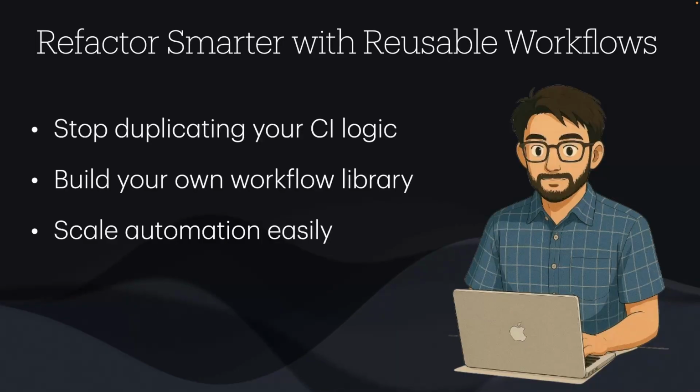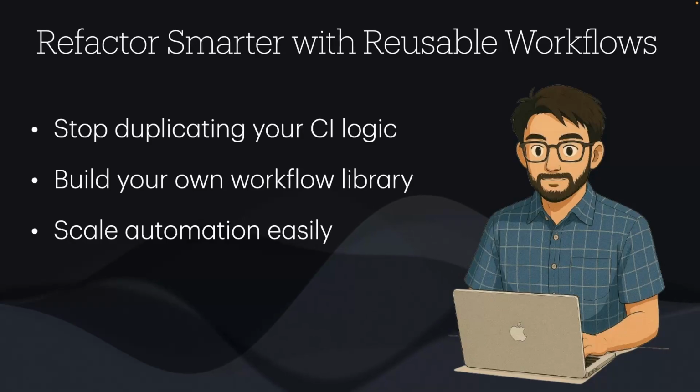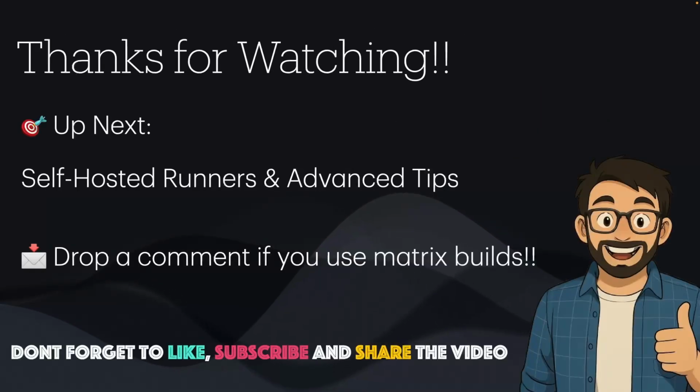And that's how you use reusable workflows in GitHub Actions to refactor your automation and go fully DRY. Once you have a library of reusable workflows, you will never copy and paste again. Just reference and go. It's faster, cleaner, and scales beautifully.